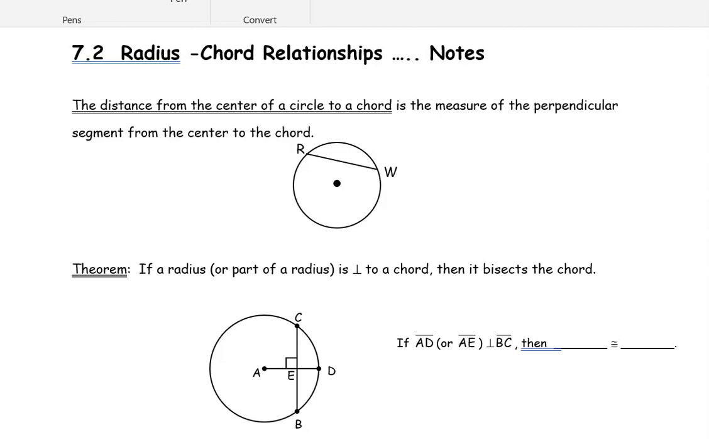We'll get right to it today. If you look, 7.2 is some radius chord relationships. So hopefully we have a working vocabulary now to understand what a radius is. That should have been pretty straightforward. Know what a chord is. RW is a chord. There's a quick little review here.